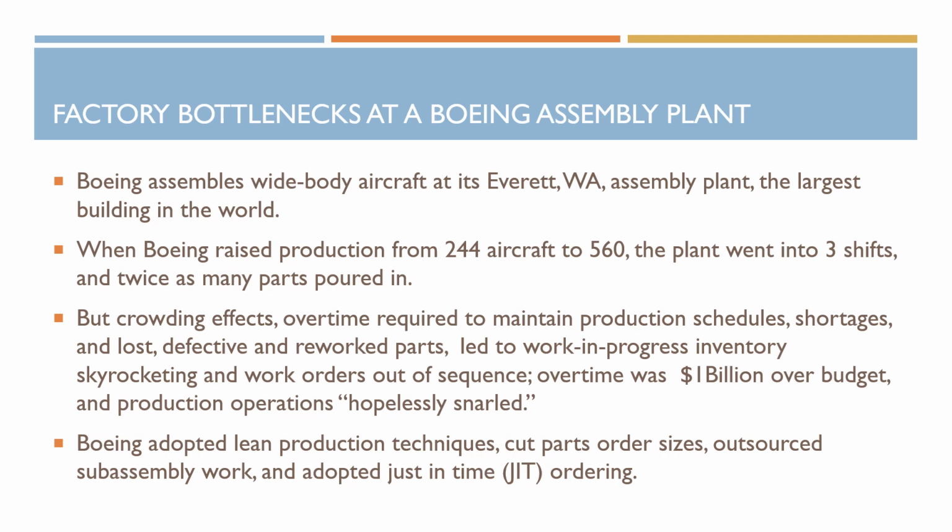In the end, Boeing adopted what we call lean production techniques, and they started cutting order size and started outsourcing some of the assembly work to other vendors, and adopting what we call just-in-time ordering, which is a very sophisticated process to manage their production so that they are not overcrowding the resources at the factories. That saved them a lot of money in that particular case.